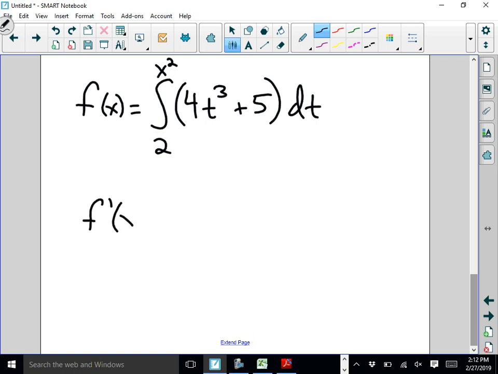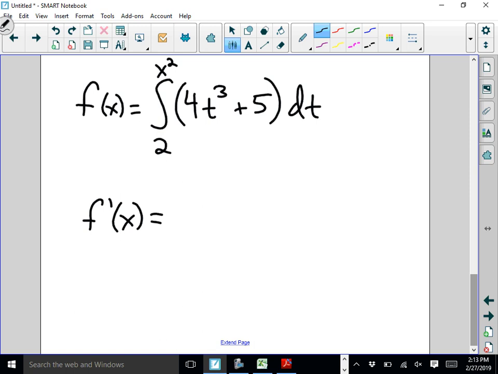Well, this is going to work like the chain rule works for derivatives. Okay? So the derivative of an integral is that function, right? The derivative of an integral of a function gives that function. But this integral is going from 2 to x squared. So all I'm going to do is plug in my x squared everywhere I see a t, and then I have to multiply my answer by the derivative of x squared. Okay? So let me show you what this looks like.